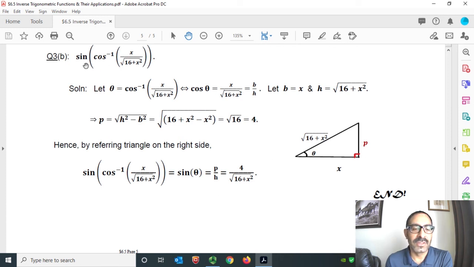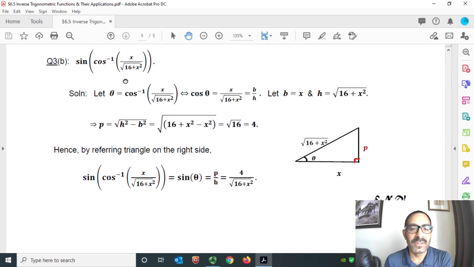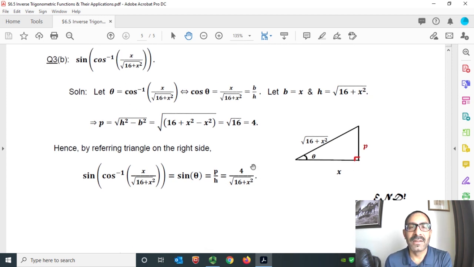Then finally, now we are able to label this right triangle and can find the value of this given composition. Since the inside function is theta, we assumed, then sine theta, and in this right triangle it is the ratio of perpendicular over hypotenuse. So here p over h, p we found is 4, h we already have here, radical 16 plus x squared. So our final answer for this composition turns out to be 4 over the radical of 16 plus x squared.